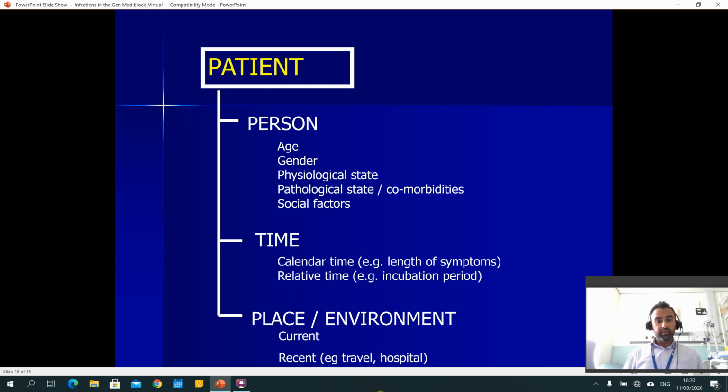And finally, place and environment. So one aspect is, where do they live at the moment? Are they in an environment which might lead them to have infections more frequently? So a nursing home environment where infections can spread between residents much more easily. But also, have they recently traveled abroad? Have they been in a hospital environment which might make them more at risk of multi-drug resistant infections? So all these things are going to be relevant.